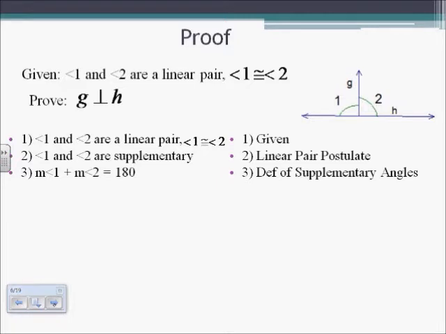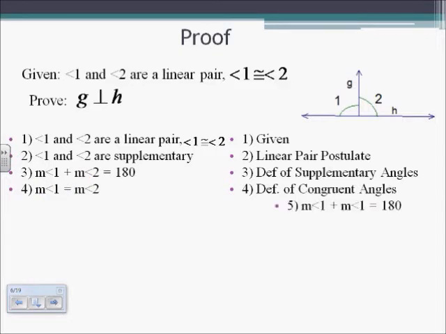Now I've shown that 1 and 2 add up to 180. Now I need to show that either 1 or 2 equals 90. If I look at my other piece of given that I haven't used, I haven't used the fact that 1 is congruent to 2. Congruency implies equality, so therefore the measure of angle 1 equals the measure of angle 2 by definition of congruent angles. If the measure of angle 1 equals the measure of angle 2, I have no problem replacing angle 1 for angle 2.